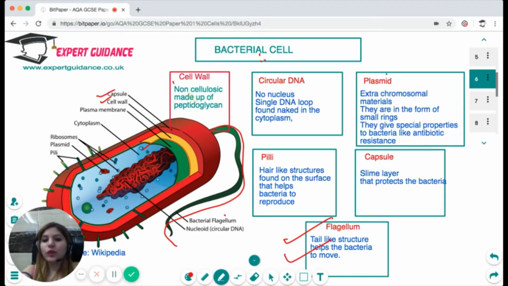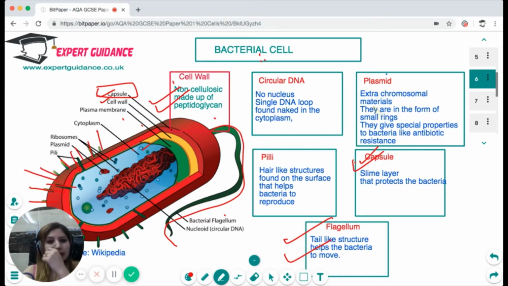But the cell wall is not made up of cellulose. You have to remember here, it is made up of peptidoglycan. Then outside the cell wall, you see a slimy layer, which is a capsule, and this capsule protects the bacteria. And you also see some hair-like structures outside this cell wall. These appendages help the bacteria to reproduce.